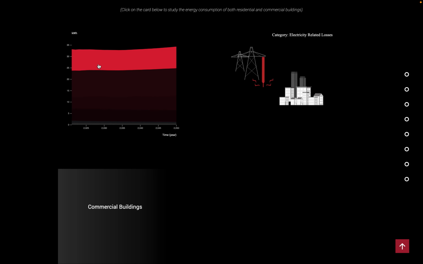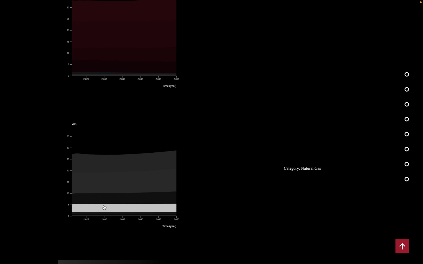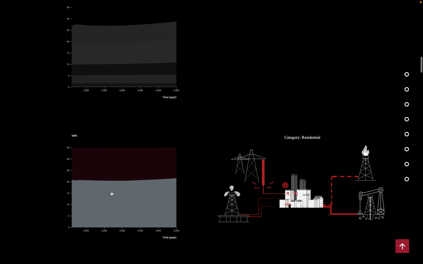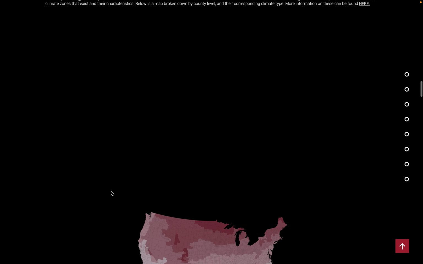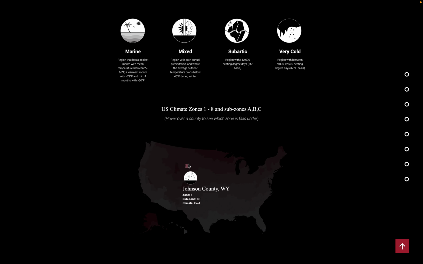The user can click on the cards which shows them the breakdown. The key takeaway here is that residential buildings consume more energy. Now, this consumption varies significantly based on the climate zones. The user can hover over the map to understand their climate zone and read the characteristics in detail above.